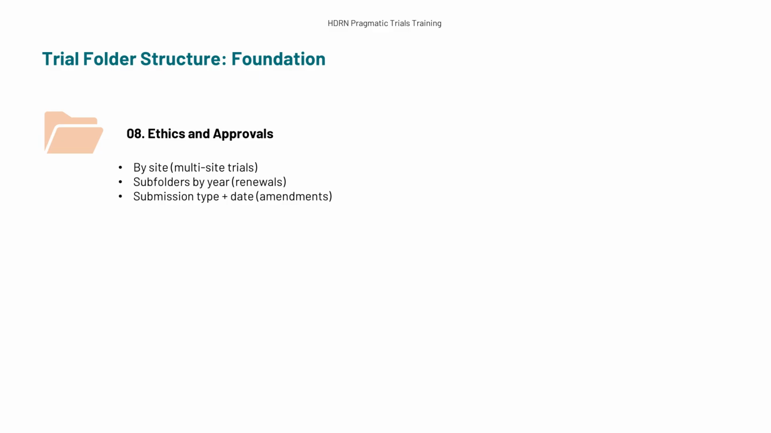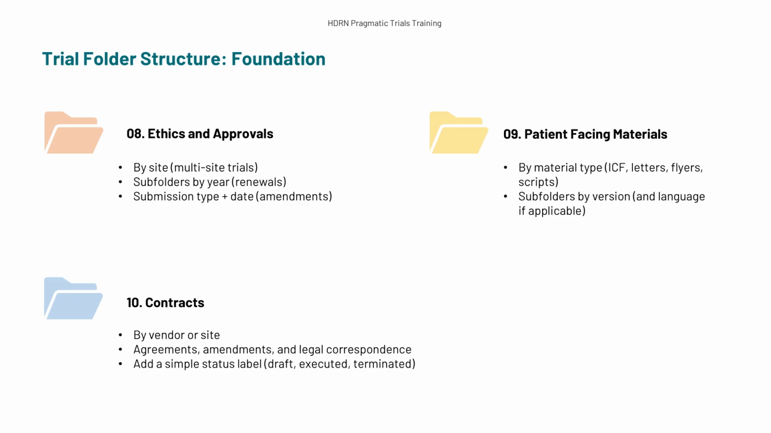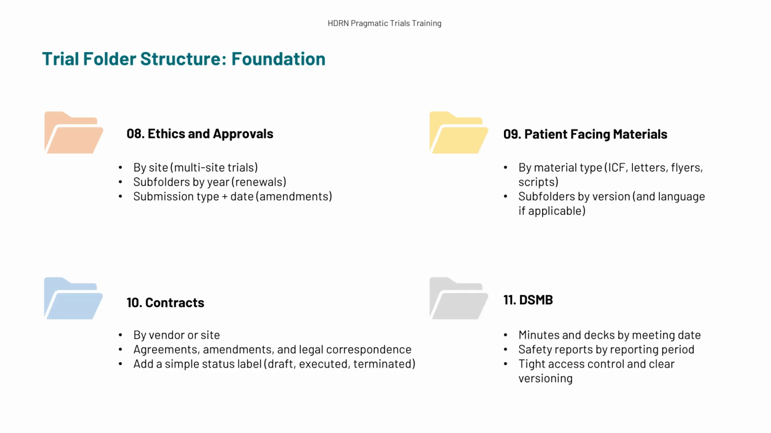Regulatory and patient-facing materials need an especially clear structure because they're closely scrutinized and frequently updated. Ethics and approvals folders should be organized by site for multi-site trials, with subfolders by year for renewals or by submission type and date for amendments. Patient-facing materials benefit from subfolders by material type, with further organization by version or language when needed. Contracts should be structured by vendor or site, keeping agreements, amendments, and legal correspondence together. Data Safety Monitoring Board materials require tight organization, as well as meeting minutes by date and safety reports by reporting period to support oversight and traceability.